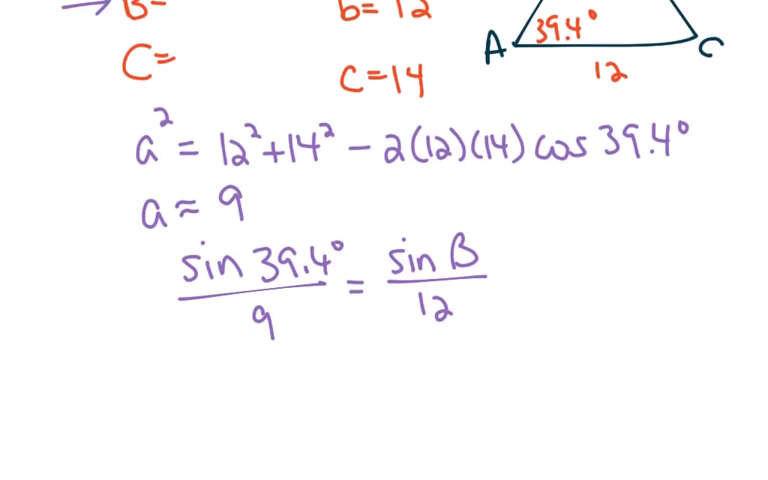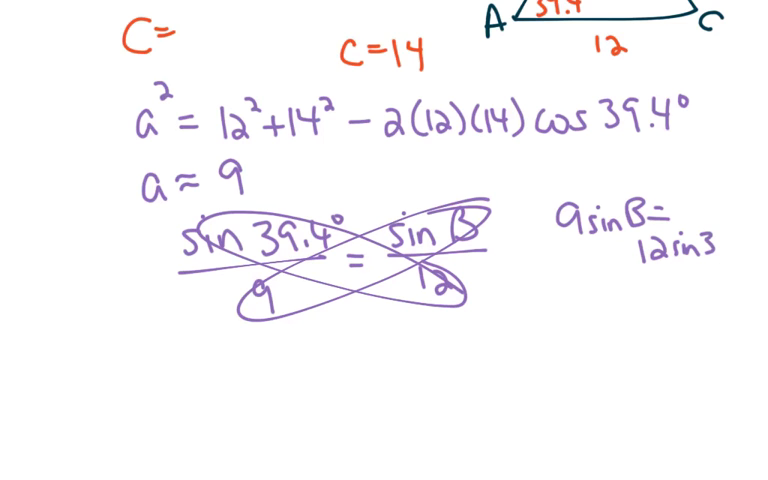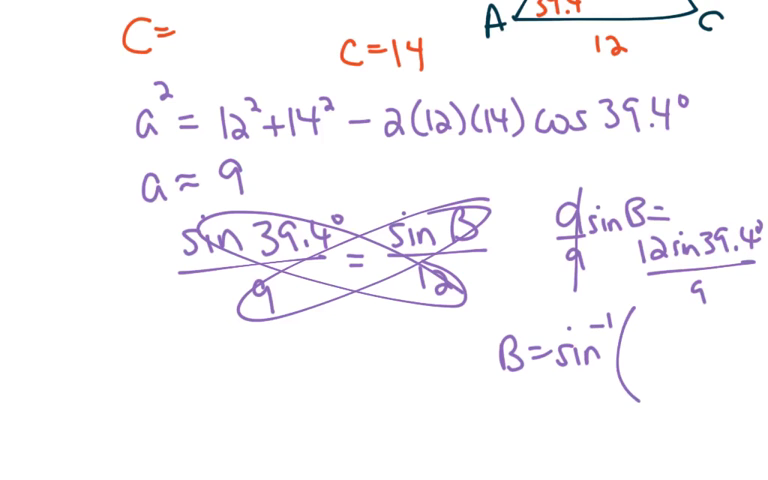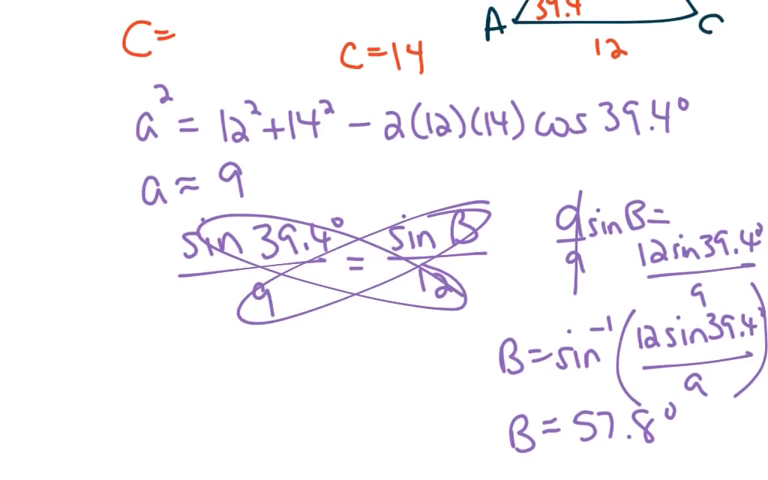All right, so we set up our proportion. We're going to cross multiply. I get 9 times the sine of B is equal to 12 times the sine of 39.4. We're going to divide by 9. And that makes this go away. And then we're going to inverse sine that answer. Remember, when you're finding an angle, that's the only time you're going to use an inverse sine. And you're going to find out that angle B is about 57.8 degrees. All right, let's come back up.